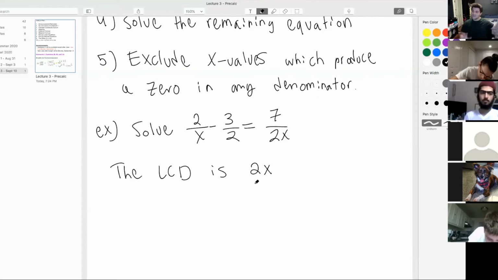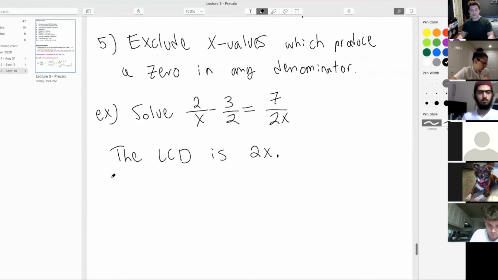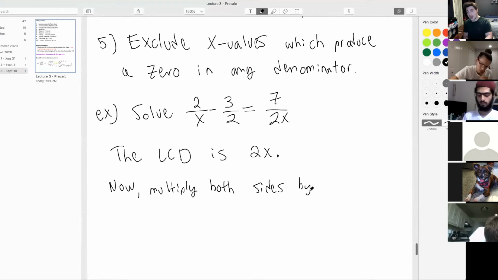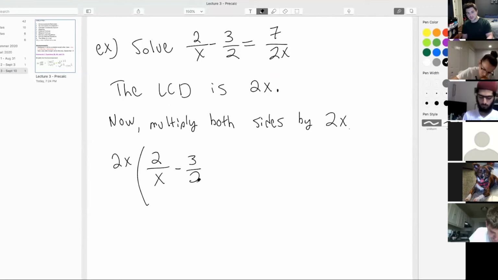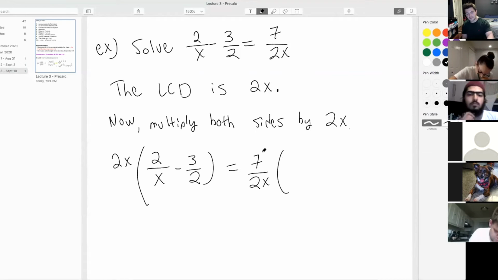So you look at the LCD of all of your fractions, not just on one side of the equation. You inspect every fraction present and find the LCD, all right? The LCD is 2x. So we now multiply both sides by 2x, all right? So that's not too bad. I'm going to move slowly here and just write everything out. So we have 2x times 2 over x minus 3 over 2 equals 7 over 2x multiplied by.